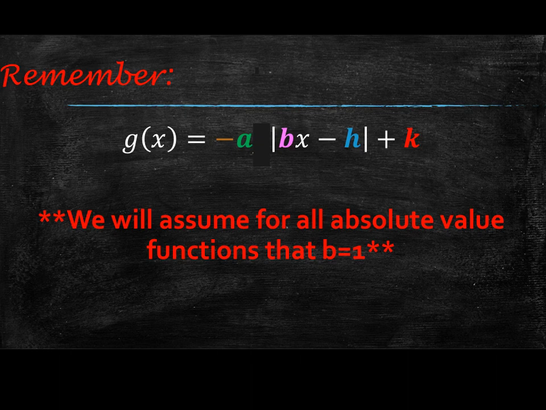For this particular class, we will assume for all absolute value functions that b is 1. So this value right here, the b, we're not going to really have to mess with that at all. This will be equal to 1 in our class. As you move on to pre-cal, that will change, but for this class, we're going to keep it as 1.